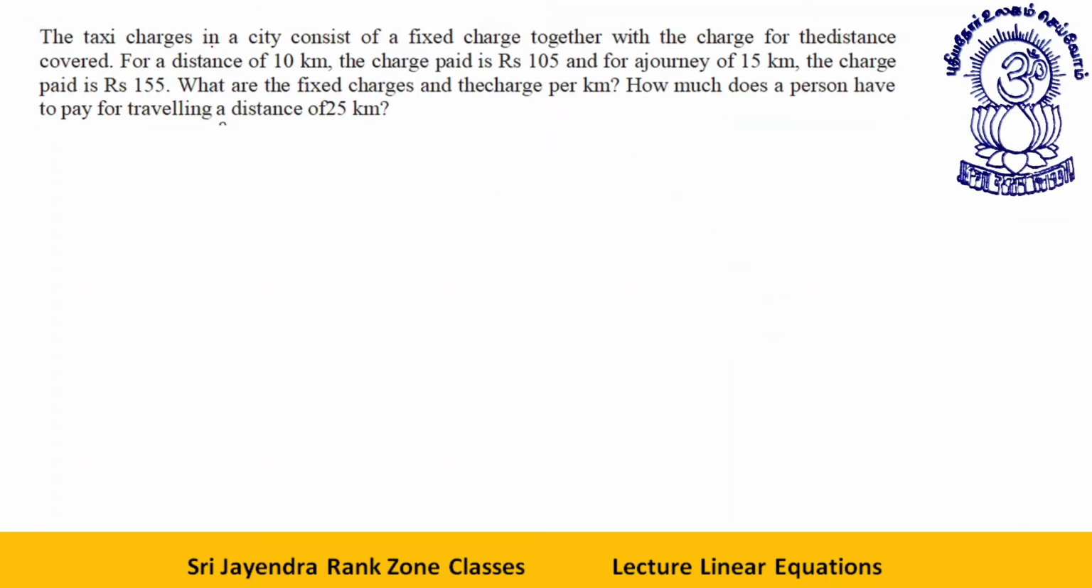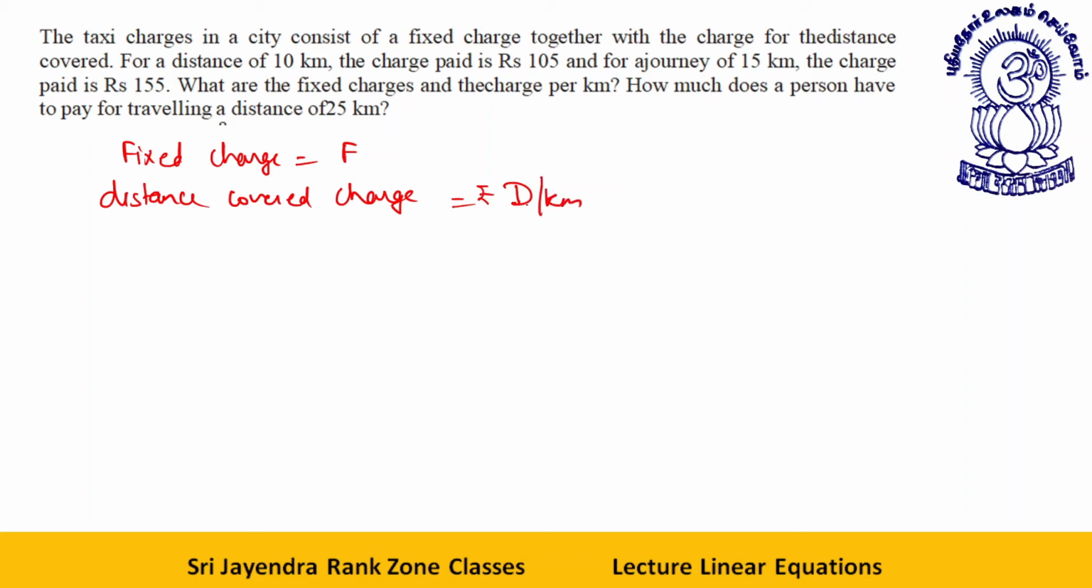The taxi charges in a city consist of a fixed charge together with a charge for the distance covered. Okay, so we have two charges. Let's say a fixed charge, that is F, and distance covered charge, that is D, rupees D per kilometer.